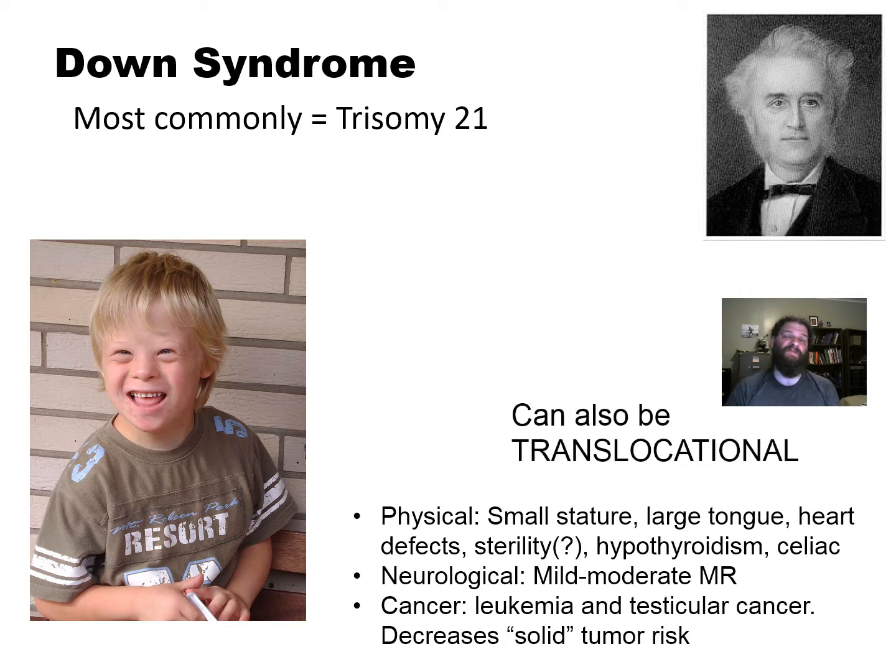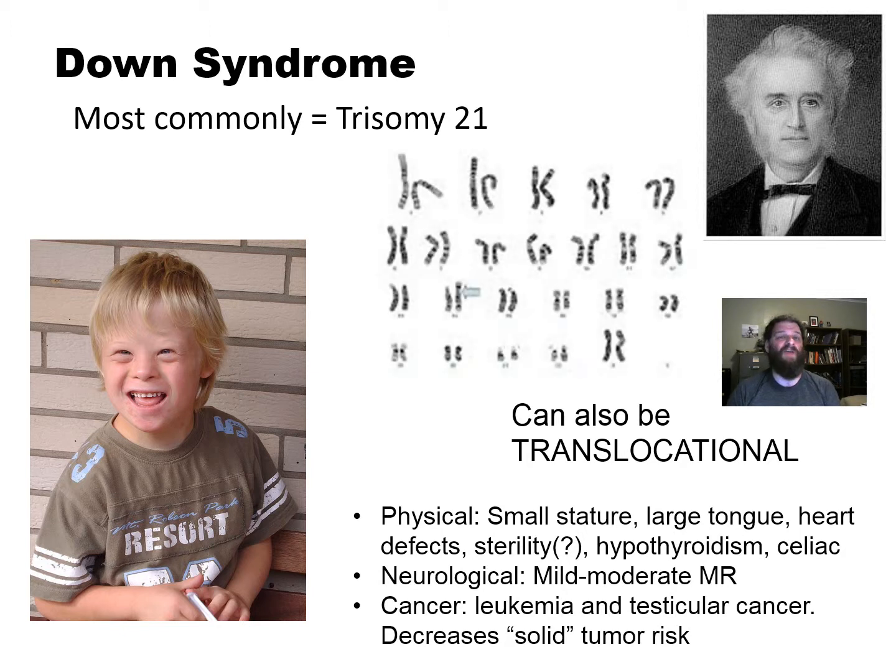Interestingly, Down syndrome can also be brought on translocationally. That means part of that 21st chromosome is actually attached to a different chromosome. In this case, it most often sticks onto the end of the 14th chromosome. So you still have an extra, even though it's attached to a different chromosome.